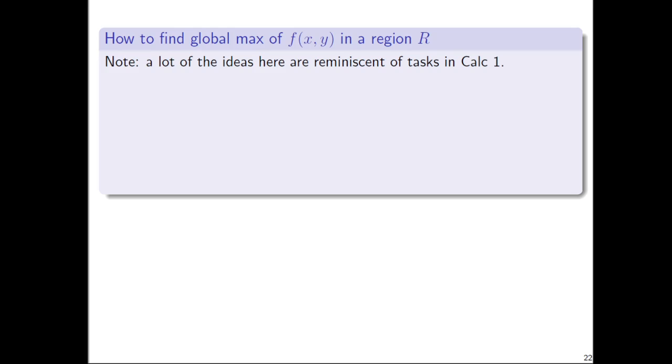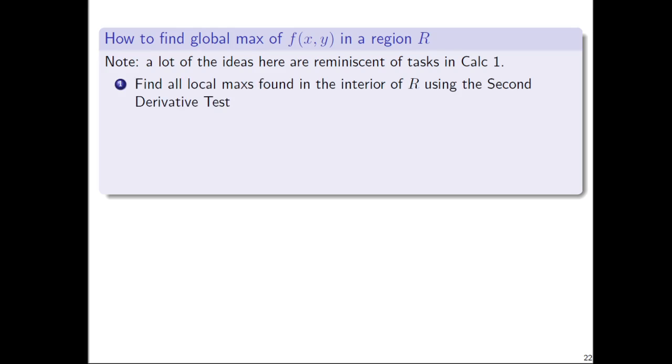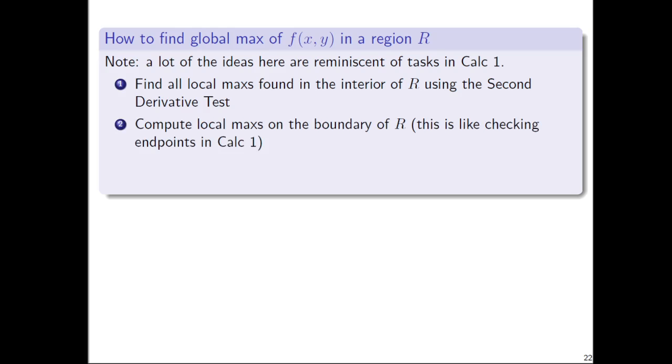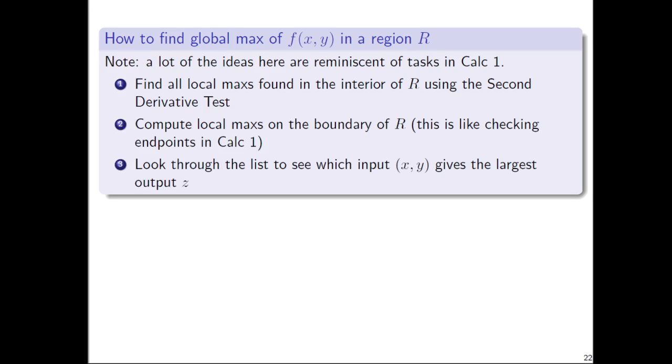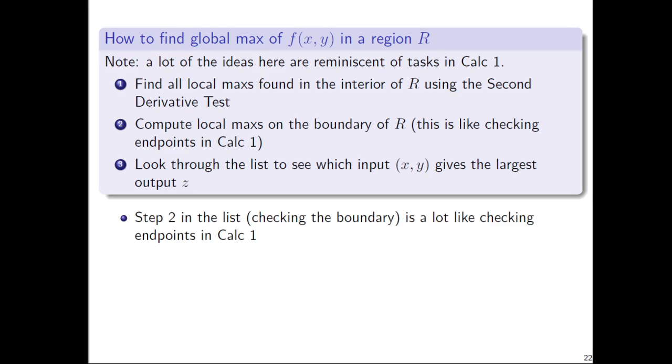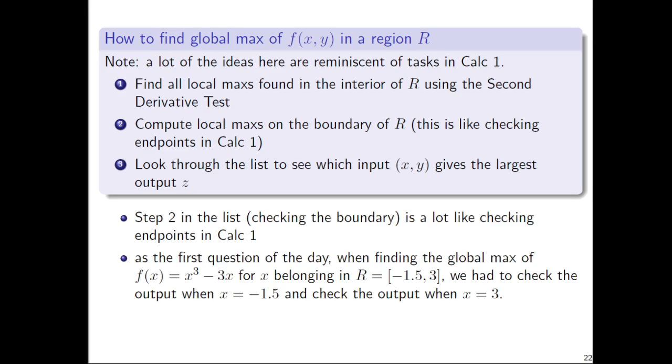Okay, how do we find the global max of f(x, y) in a region R? I want you to note that a lot of the ideas you're about to see here are reminiscent of tasks in Calc 1, right? So you find all the local maxes in the interior of a region, and then compute local maxes on the boundary. This is just like checking endpoints in Calc 1. And then look through the list to see which input gives you the largest output. So step 2 in the list, checking the boundary, is a lot like checking endpoints in Calc 1.